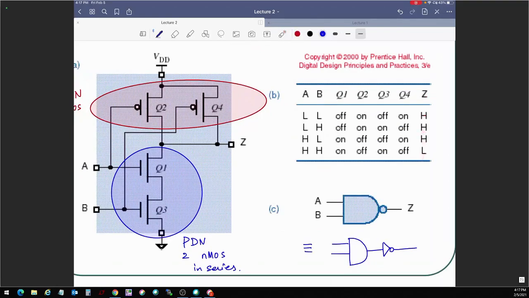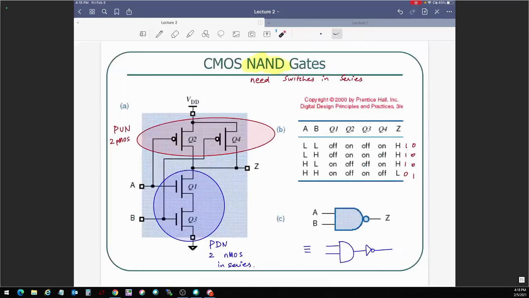So this is like 1, 1, 1, 0, which is exactly the opposite of the AND function, which is 0, 0, 0, 1, right? So for AND, we had 0, 0, 0, 1, which was both need to be high for it to be high. For NAND, it is exactly the opposite. Both need to be high in order for it to be low. So we got the NAND function by this.